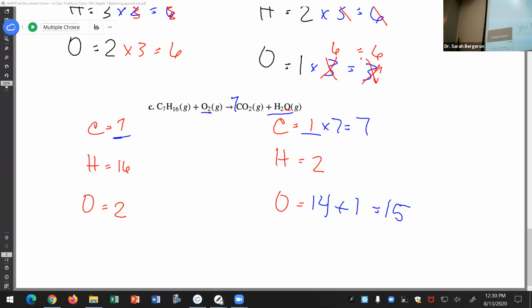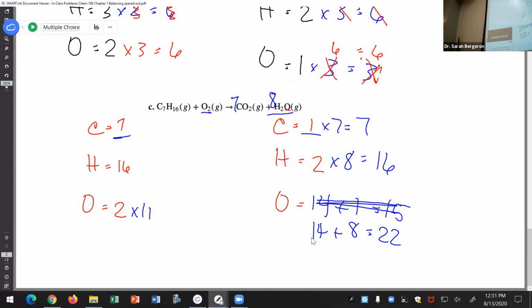Can we try to work on our hydrogens? What can we do to our hydrogens? Multiply it by 8. Okay, so if we put a coefficient there of 8, what do we get? 16, but then what do we do to our oxygens? Now we got to change that again, right? So we still have the 14, but then what's 14 plus 8? 22. Okay, now what can we do? By 11. 22. Y'all did so good.